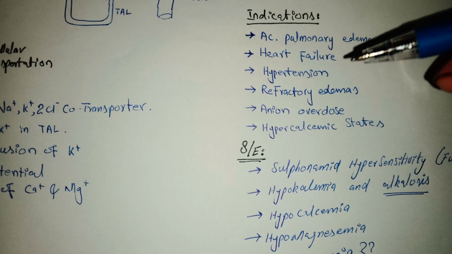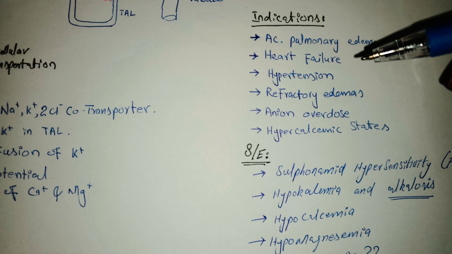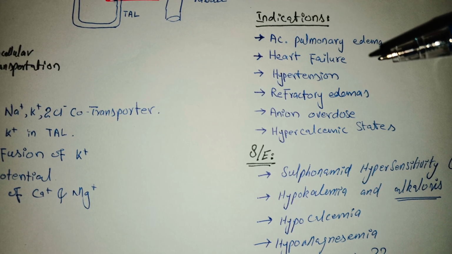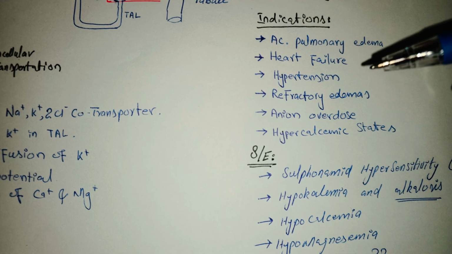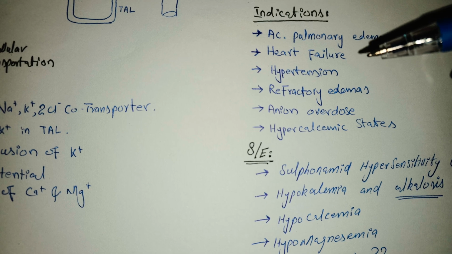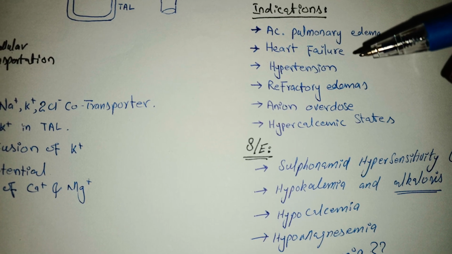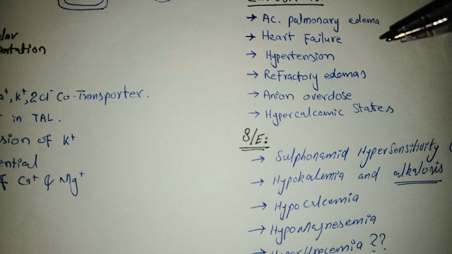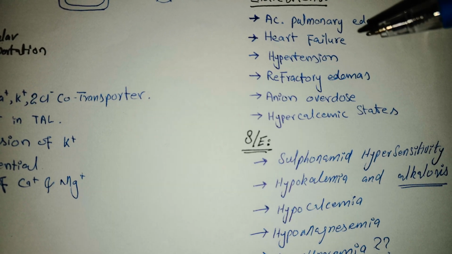IV loop diuretics are very good for pulmonary edema. Then heart failure. In left heart failure, there is fluid accumulation in the lungs, and in right heart failure, fluid accumulation in the peripheries causing pitting edema, sacral edema, pedal edema, and we use loop diuretics in heart failure because of this edema.